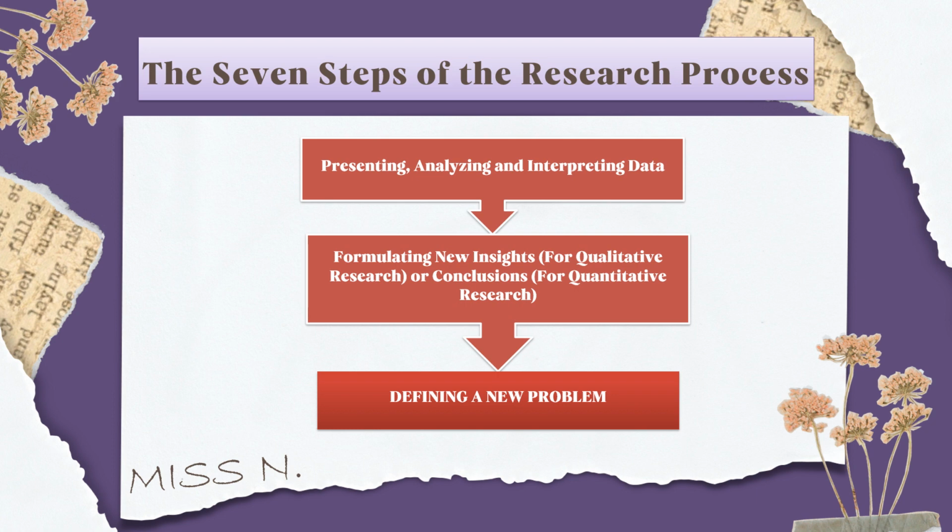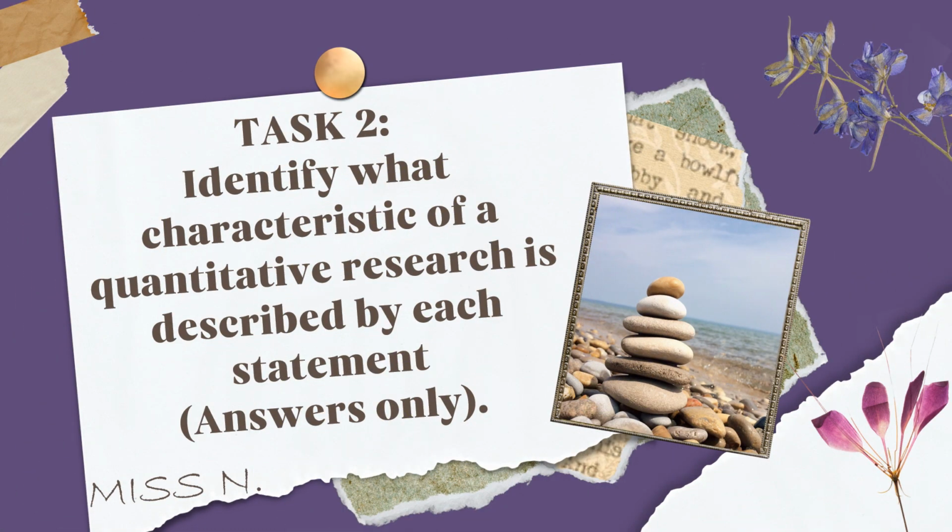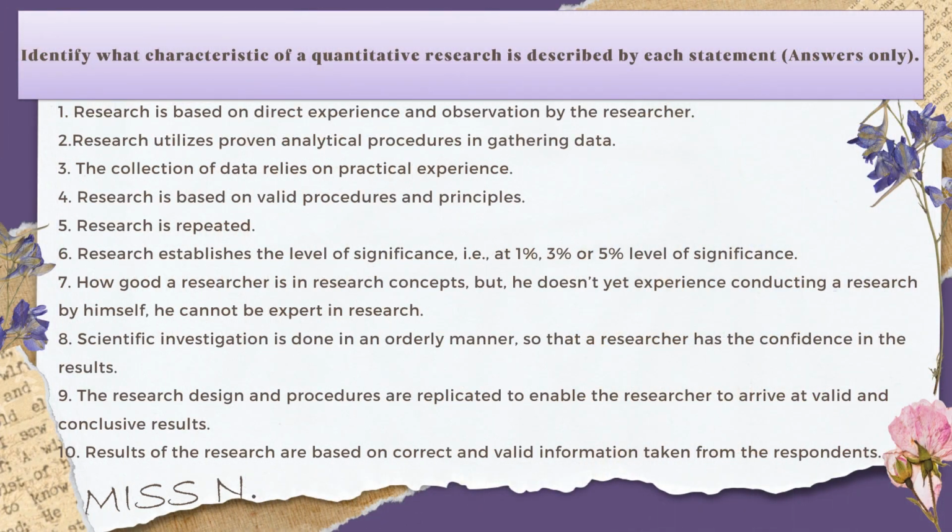Okay, and now those are the 7 steps of the research process. So let's proceed to your task. This is your task number 2. We are going to identify which characteristic of quantitative research is described by the statement, and you are going to write your answer in your activity notebook.